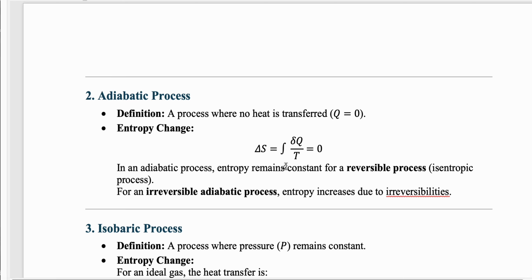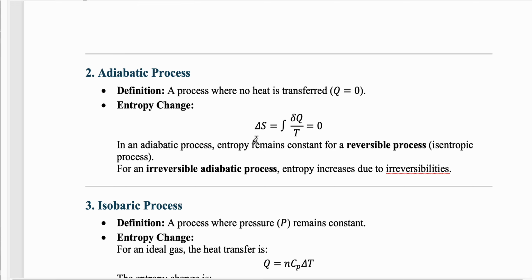Similarly we can do it for an adiabatic process, but in an adiabatic process there is no heat transfer, so the entropy will always remain 0, right? Delta S is the integration of delta Q by T, but delta Q is 0 because there is no exchange of heat, so this will become 0. So entropy will remain constant for a reversible adiabatic process. So this is an adiabatic process.